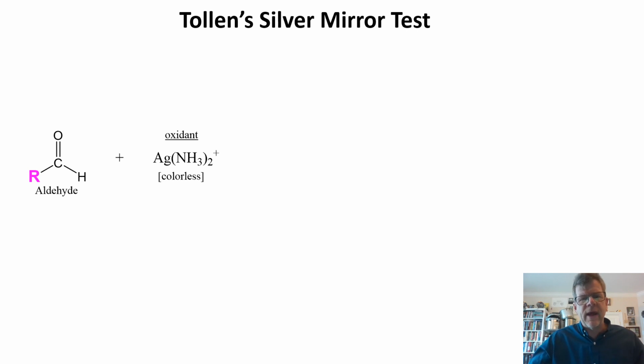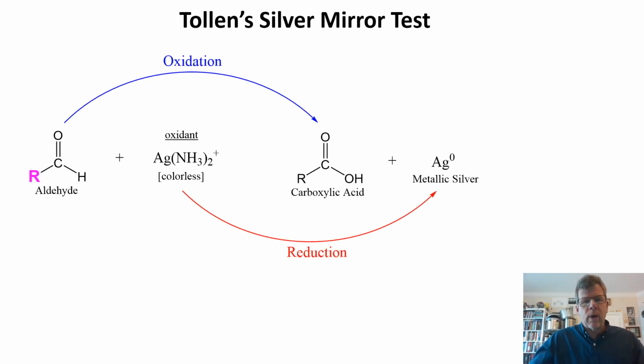The first one is known as the Tollens silver mirror test. And in this case, we have a representative aldehyde. We'll show you which one actually reacts here. And our oxidant is a silver ammonia complex dissolved in water. It is colorless, as you can see right there. Normally, that is dissolved and it is colorless. So if we take this Tollens reagent, as it's called, and treat it with an aldehyde, well, that aldehyde is indeed going to oxidize to the carboxylic acid. That is invisible.